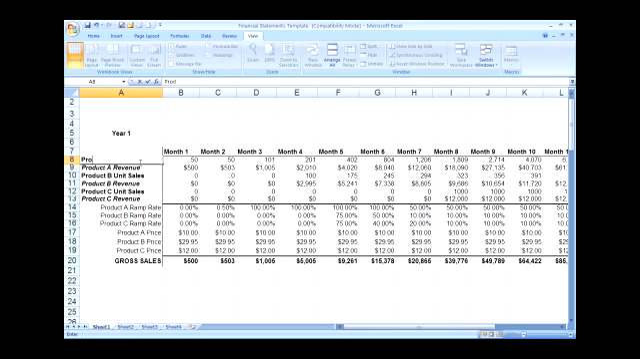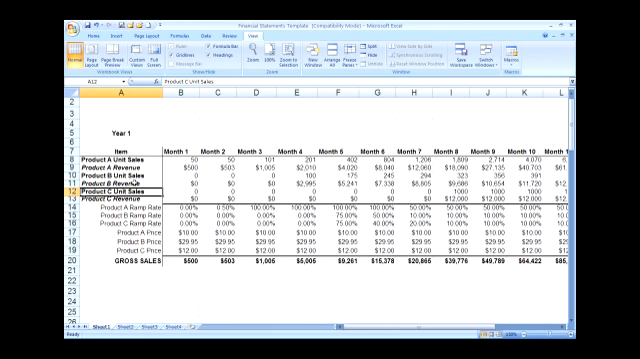So I'm going to leave this as just product A unit sales, and you need to know that this is for you to fill your own units into this cell right here. And then in the revenue line, product B unit sales, product C unit sales, you could go all the way to product Z, depending on how many different products and services you intend to offer through your business.